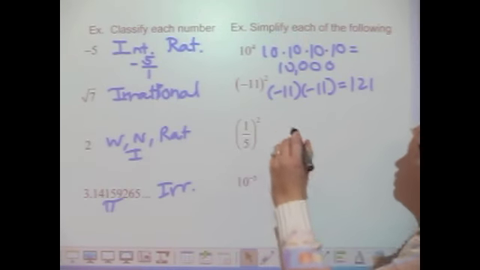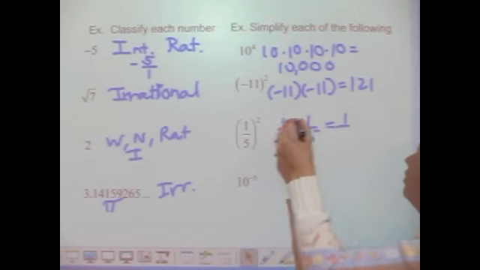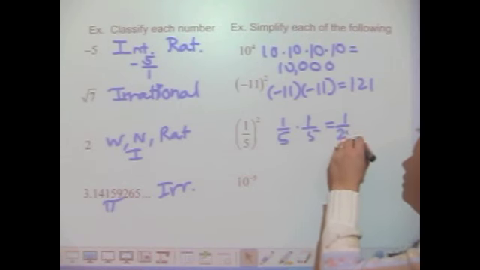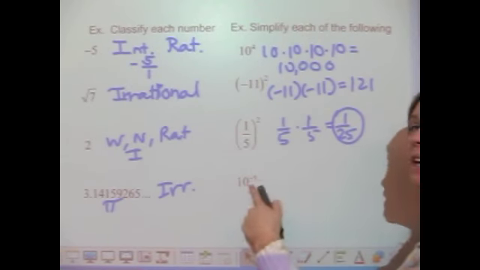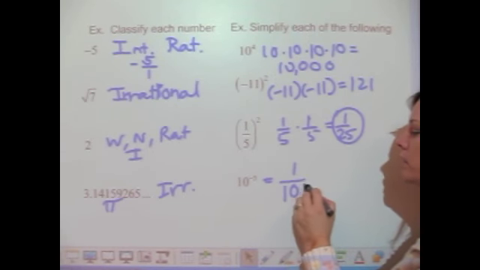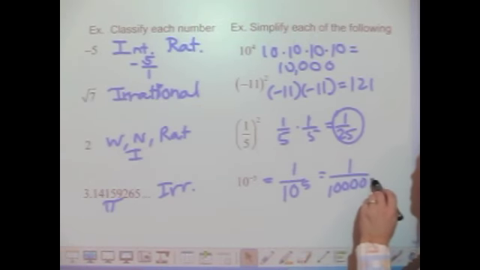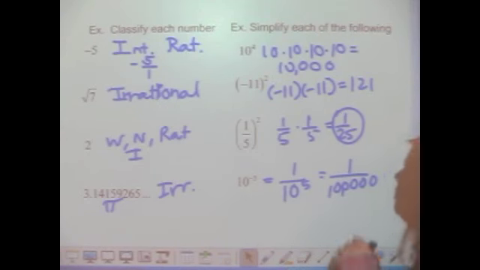What if you have a fraction squared? No big deal. 1/5 times 1/5. 1 times 1 is 1. 5 times 5 is 25. 10 to the negative 5th. Remember, we make that 1 over 10 to the positive 5 power, which is 1 with 5 zeros.